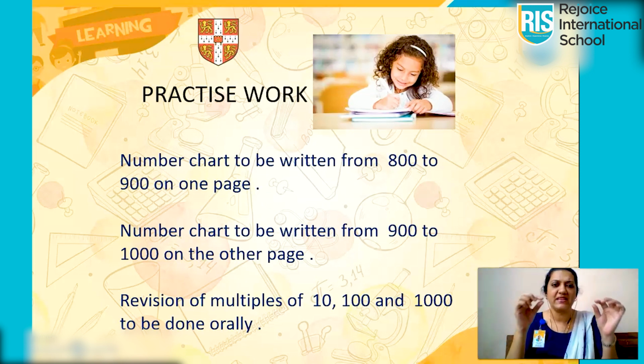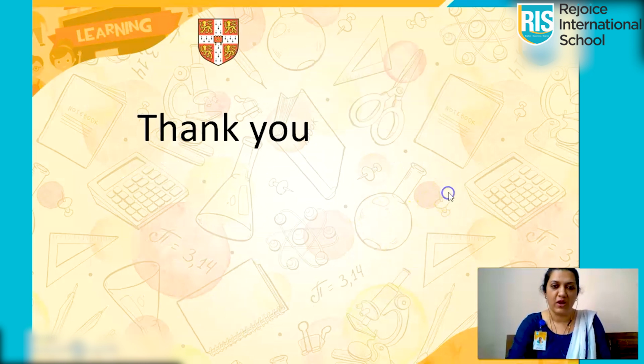You will write the heading 800 to 900. You can read that whenever. The next from 900 to 1000. Okay. The revision of multiples is what we have just done for 10, for 100 and for 1000. That you need to learn and recite orally. Okay. Alright. So this is what we have completed.